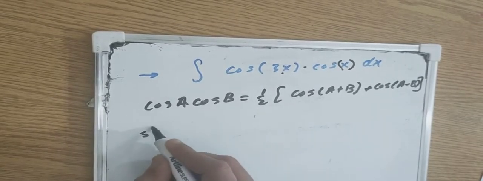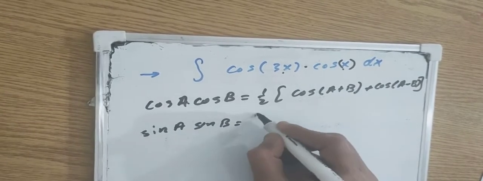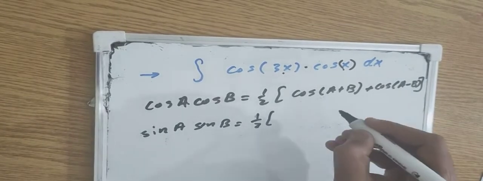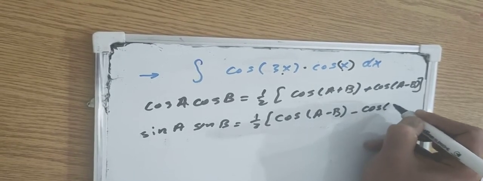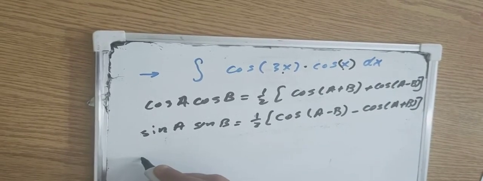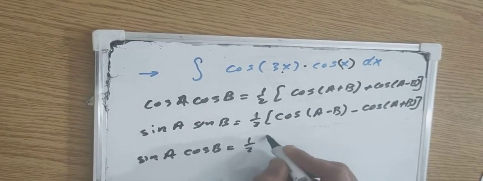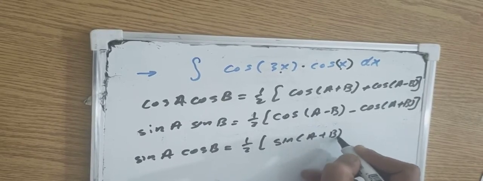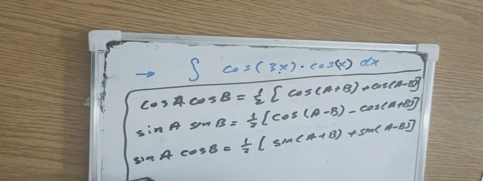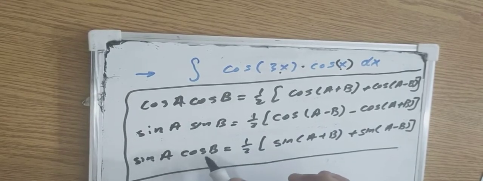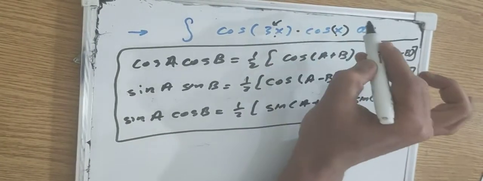The same if we have sine A times sine B, it's half cosine the difference A minus B minus cosine the sum. And the same if we have sine A times cosine B, it's a half sine the sum plus sine the difference. These identities can change the product between sine, cosine, cosine, sine, or sine, cosine to a sum, so we can integrate easily. So in our example, we have cosine 3x times cosine x.